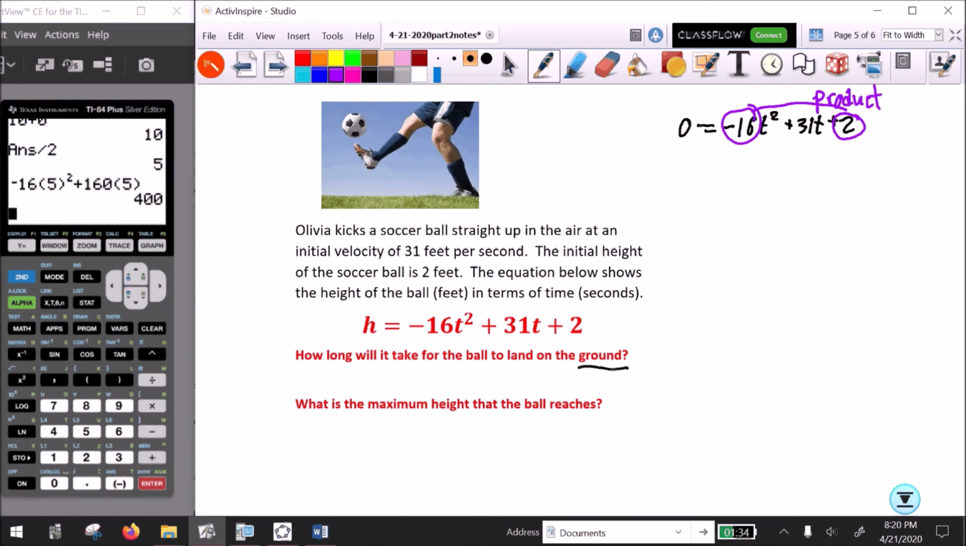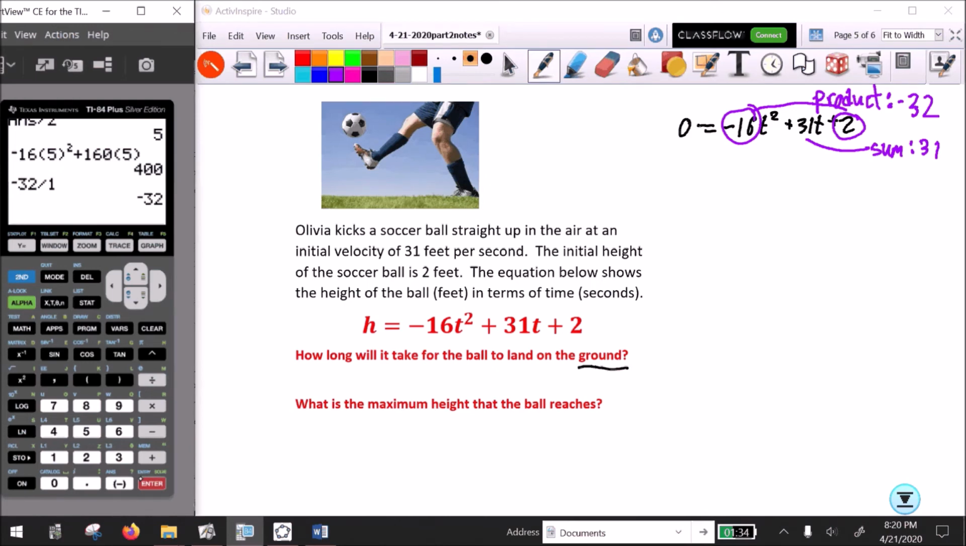So the product of these two numbers is negative 32. And the sum that we're going to look for is this middle coefficient, 31. So we have to figure out two numbers that multiply to negative 32 and add up to positive 31. So 1 goes into 32 32 times, and you could use both possible arrangements of this. We want this to multiply to negative 32, so one possibility is that the 1 is negative. Another possibility would be that the 1 is positive and the 32 is negative.